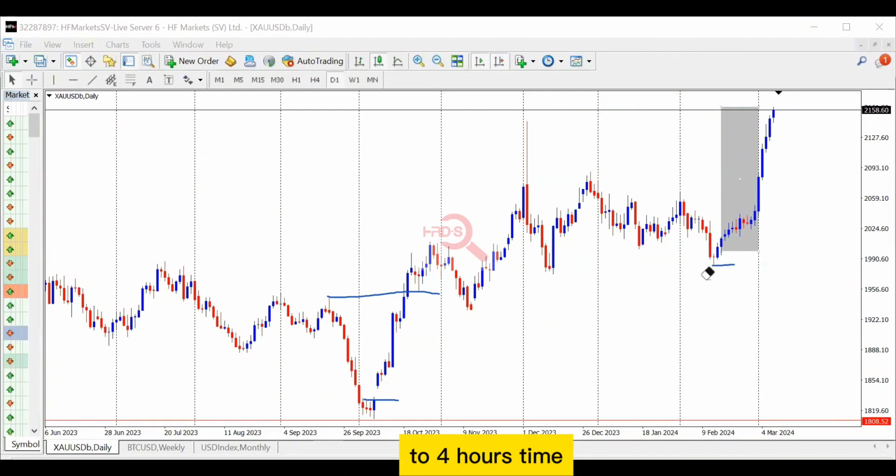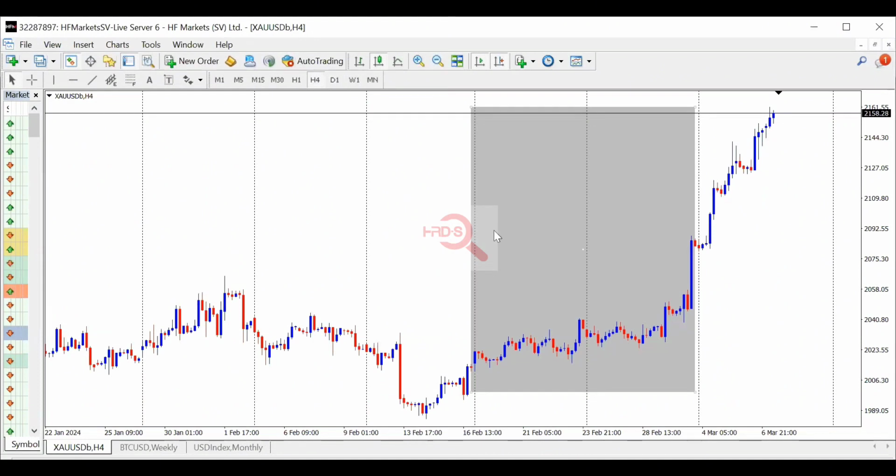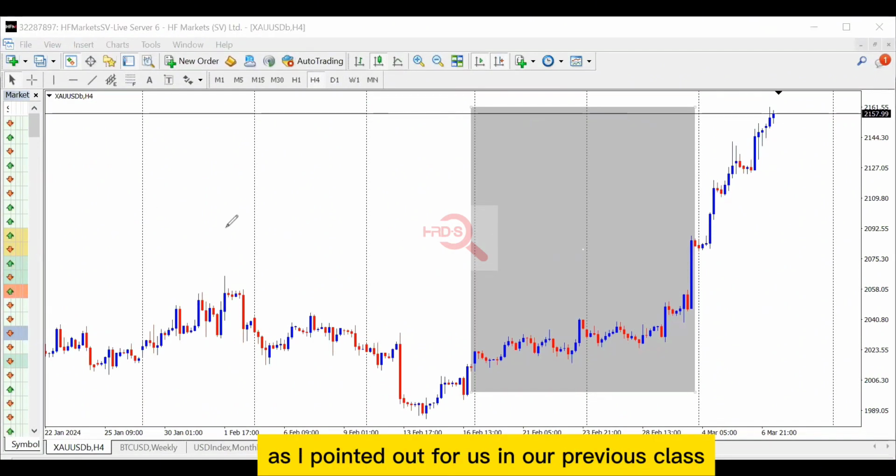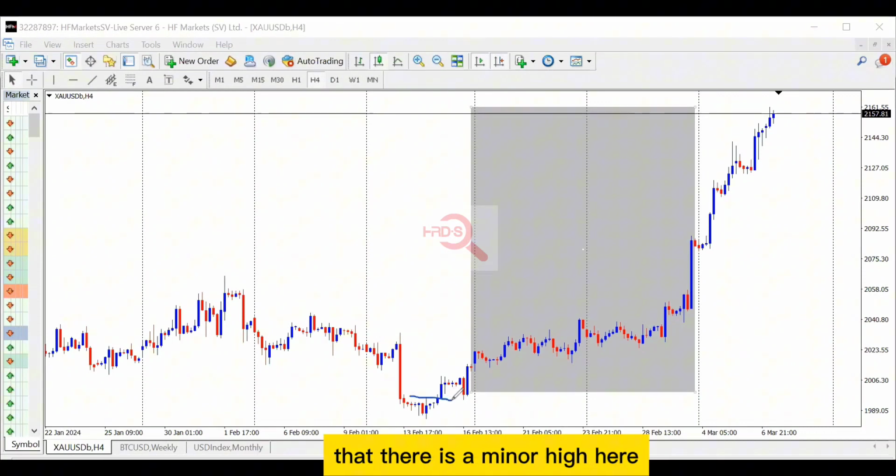4 hours time frame. So now we can see from 4 hours time frame, as I pointed out for us in our previous class, that there is a minor high here.